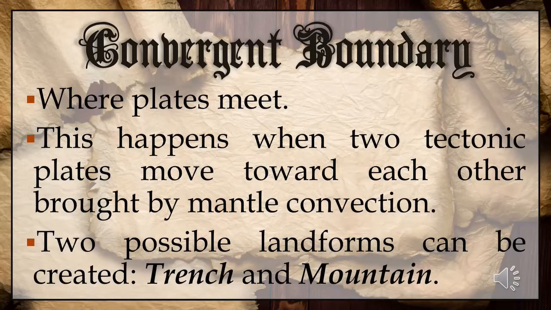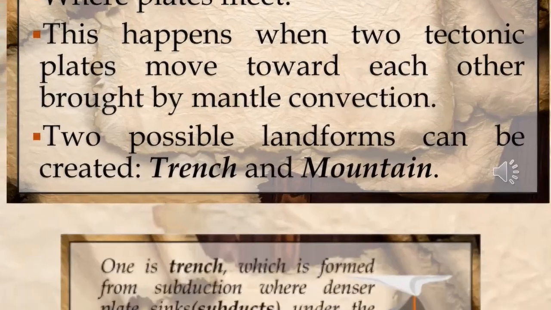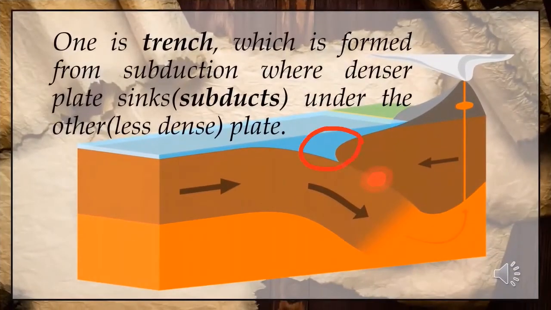This happens when two tectonic plates move toward each other, brought by mantle convection, or the current convection from the heat of the mantle. Actually, there are 2 possible landforms that can be created. One is trench and the other one is mountain. Trench is formed from subduction, where the denser plate sinks under the other, or the less dense plate.